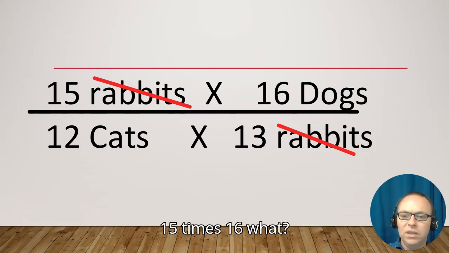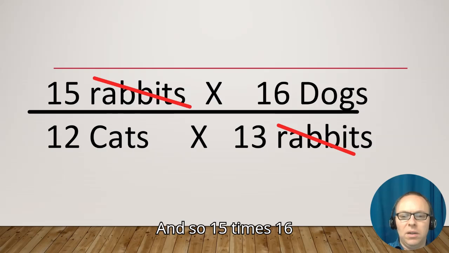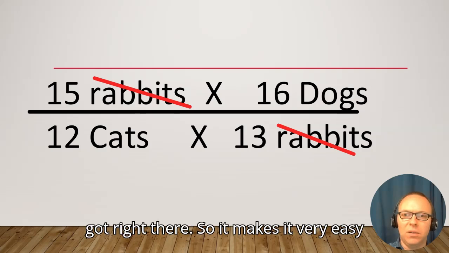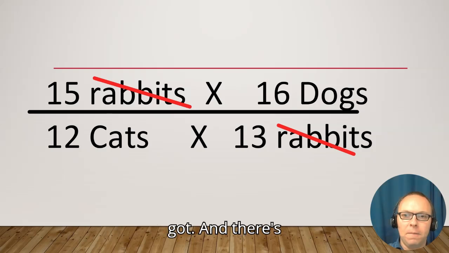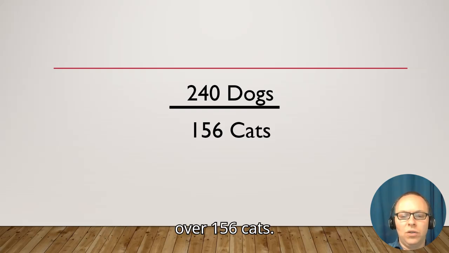They don't exist up top, right, because they canceled, and they don't exist down bottom. So I just have 15 times 16, what? Dogs. I just have 12 times 13, what? Cats. Right, because rabbits is all gone, right? So rabbits don't exist. And so 15 times 16 is 240, 240 what? Dogs. 12 times 13 is 156. 156 what? Cats. That's the only unit that I got right there. And so it makes it very easy for you to know exactly what unit you got. And there's the answer, just as it said. 240 dogs over 156 cats.